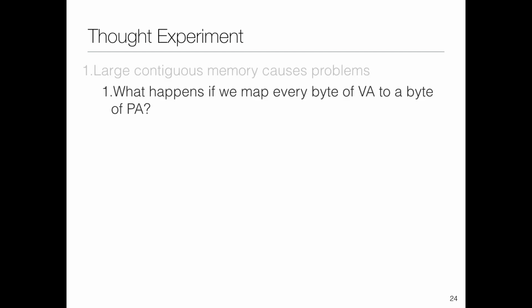So what we did to move from base and bounds to segmentation was to say, why not break it up into smaller chunks and give each of them base and bounds. So here's a simple thought experiment. We saw that large contiguous memory can cause problems. What if we were to map each byte of the virtual address to a byte of the physical address? So let's go to the total extreme. What happens in this case?